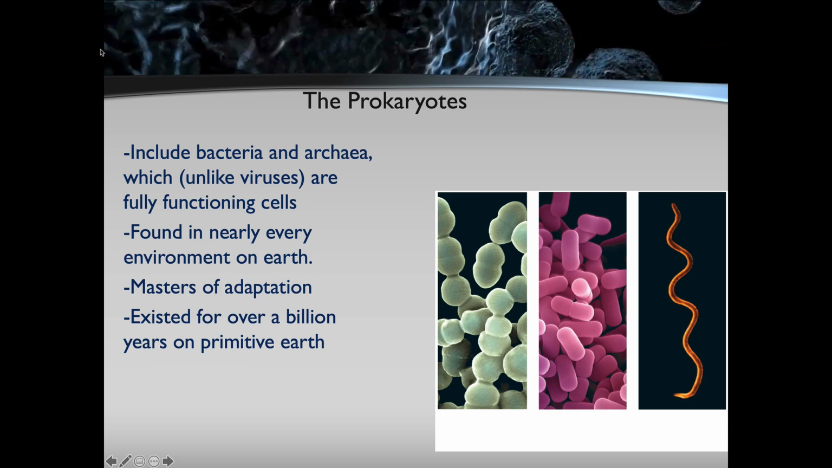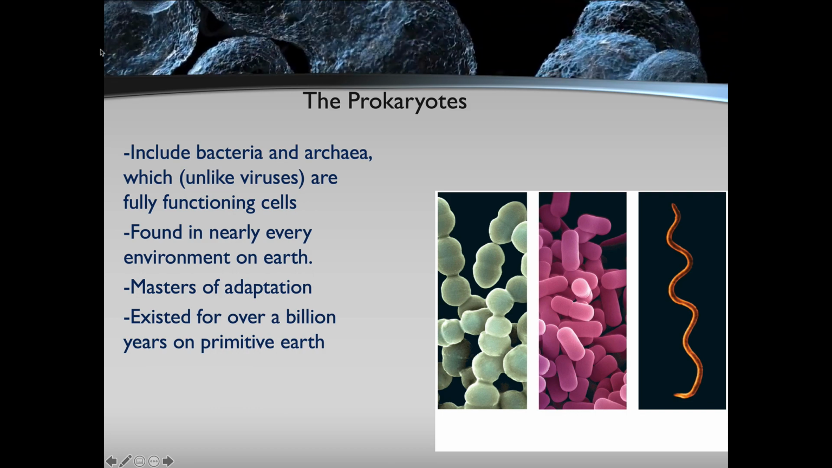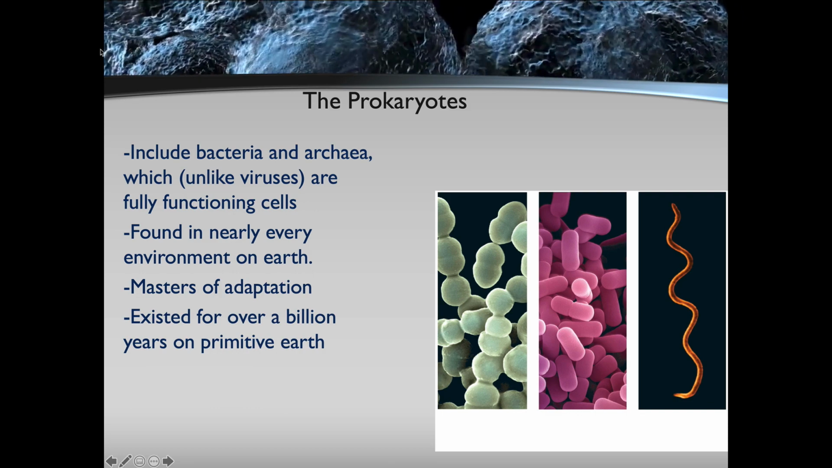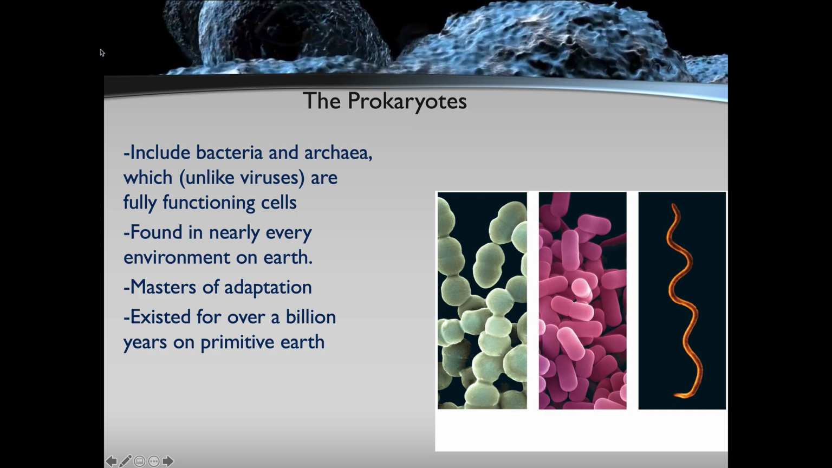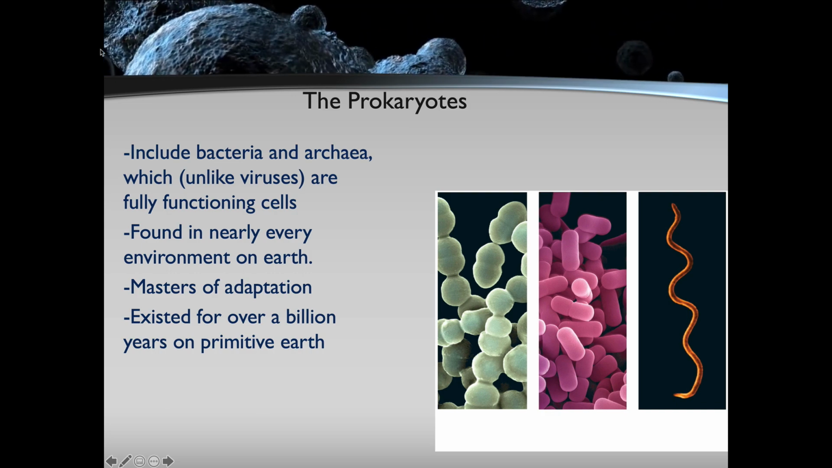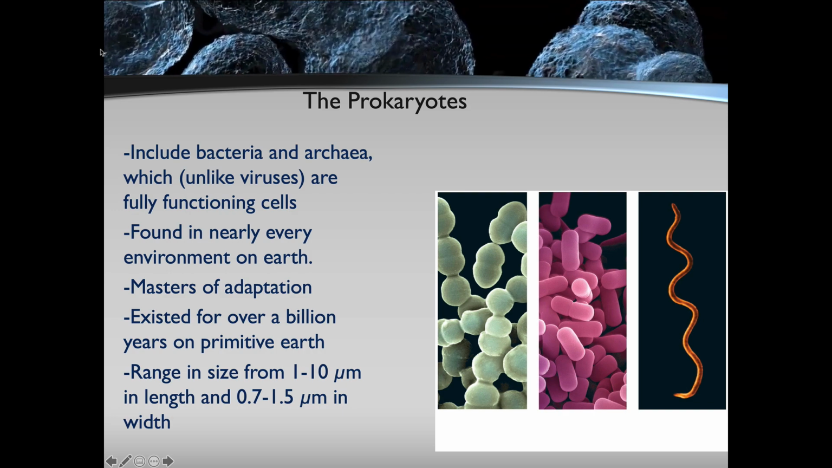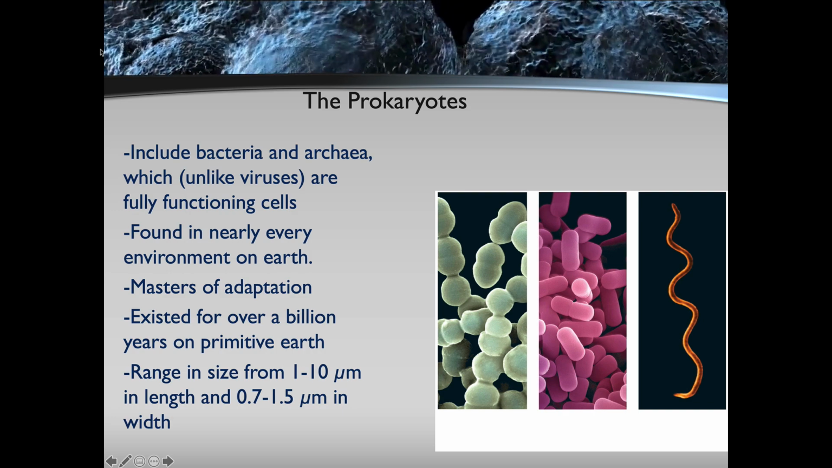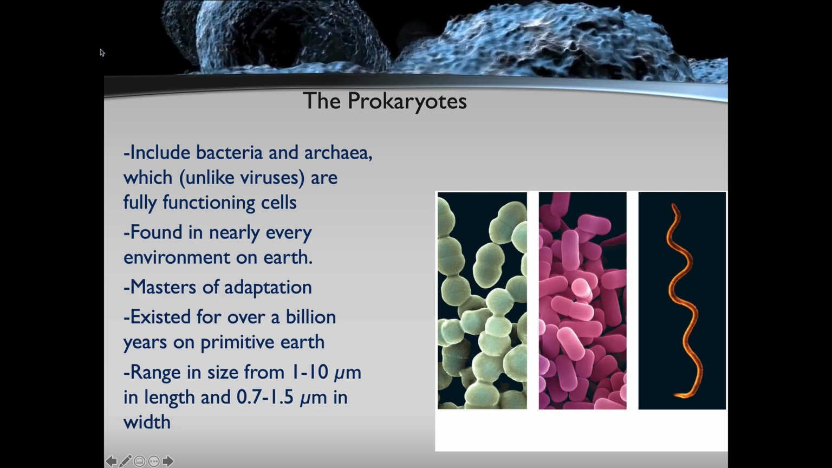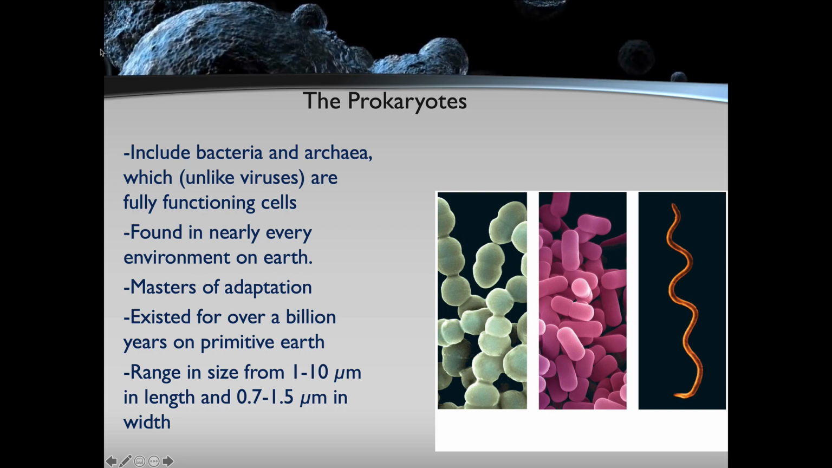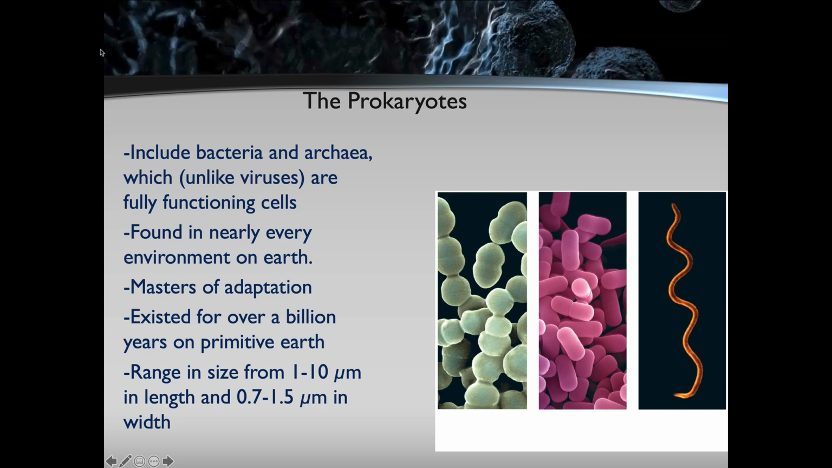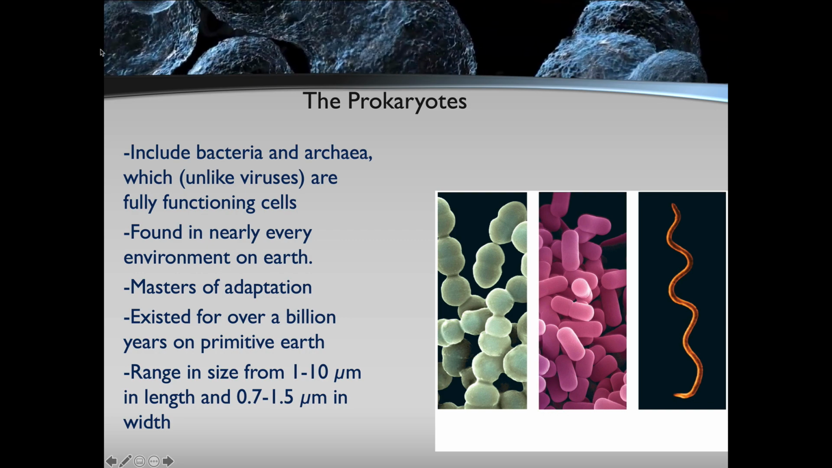Bacteria have existed for over 1 billion years on primitive Earth. Imagine that, for 1 billion years on our hot, rocky planet, nothing but bacteria around. They're very small. They range in size from 1 to 10 micrometers in length and can be 0.7 to 1.5 micrometers in width.